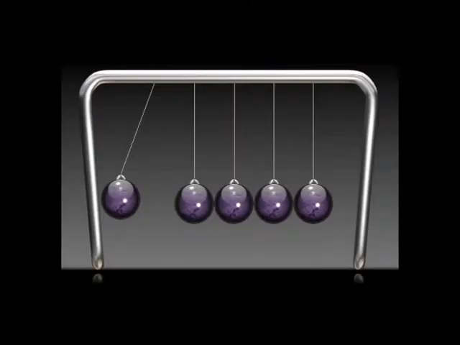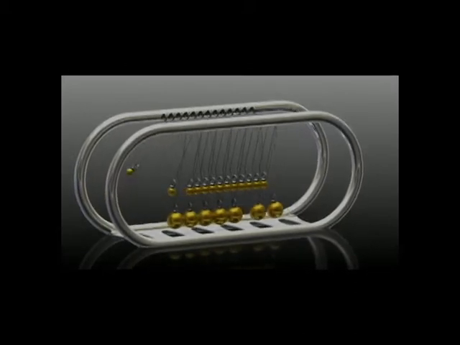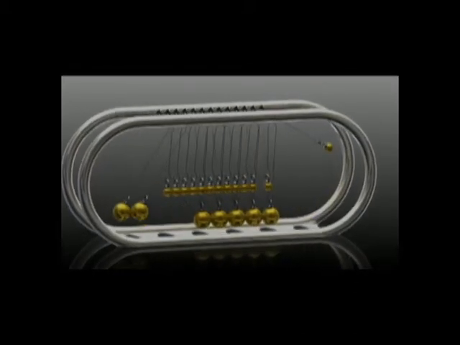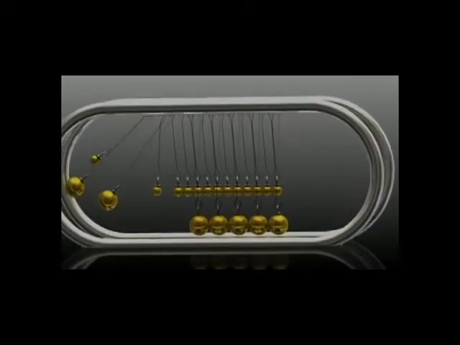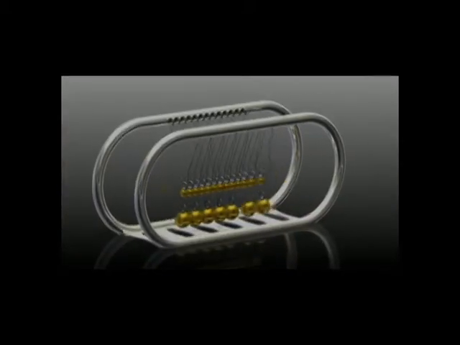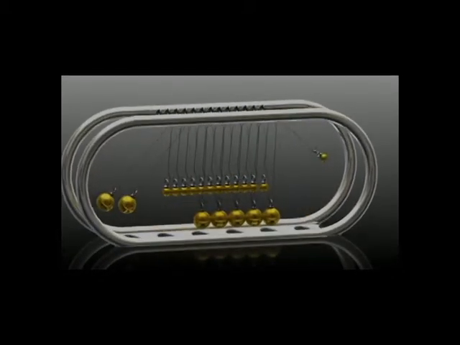The law of conservation of momentum states the total amount of momentum of a system doesn't change unless outside forces act on the system. This last video shows the law of conservation of momentum using Newton's cradle. When the ball on one end is pulled and allowed to swing, it hits the next ball. The ball on the far end is knocked away from the others.